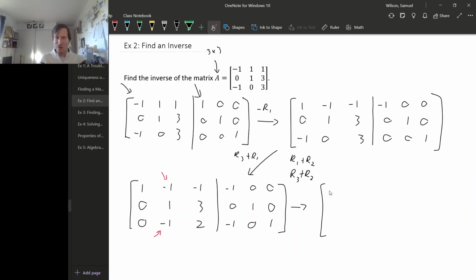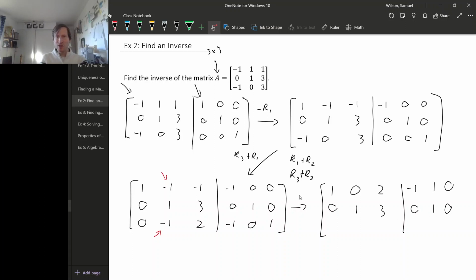Okay, so first row, we're going to get 1, and then minus 1 plus 1 is 0, minus 1 plus 3 is 2, minus 1 plus 0 is minus 1, 0 plus 1 is 1, 0 plus 0 is 0. Okay, second row stays the same, 0, 1, 3, 0, 1, 0.